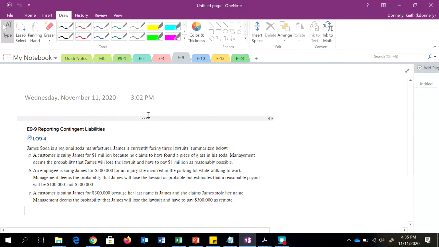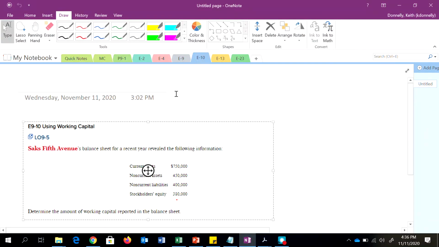Let's look at exercise 9.9. Actually, let's skip that because you guys can do that. That's a pretty simple one. That's a contingent liability. You could just compare the PowerPoint to the facts and figure out what the appropriate treatment is. But I do want to do 9.10 here because this would be confusing if we didn't do it in class.